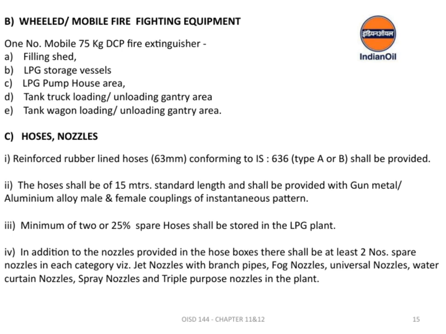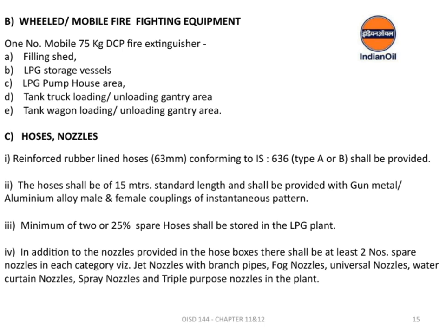It's also important to note that we need to have a minimum of 2 hoses, or at least 25% of the total hoses, stored as spare in the LPG plant. This ensures quick replacement in case of damage or wear during operations. Additionally, beyond the hoses provided in the hose boxes, we must keep at least 2 spare nozzles in each category. These categories include jet nozzles with branch pipes, fog nozzles, universal nozzles, water curtain nozzles, spray nozzles, and triple-purpose nozzles. This gives us flexibility and readiness for various firefighting scenarios.